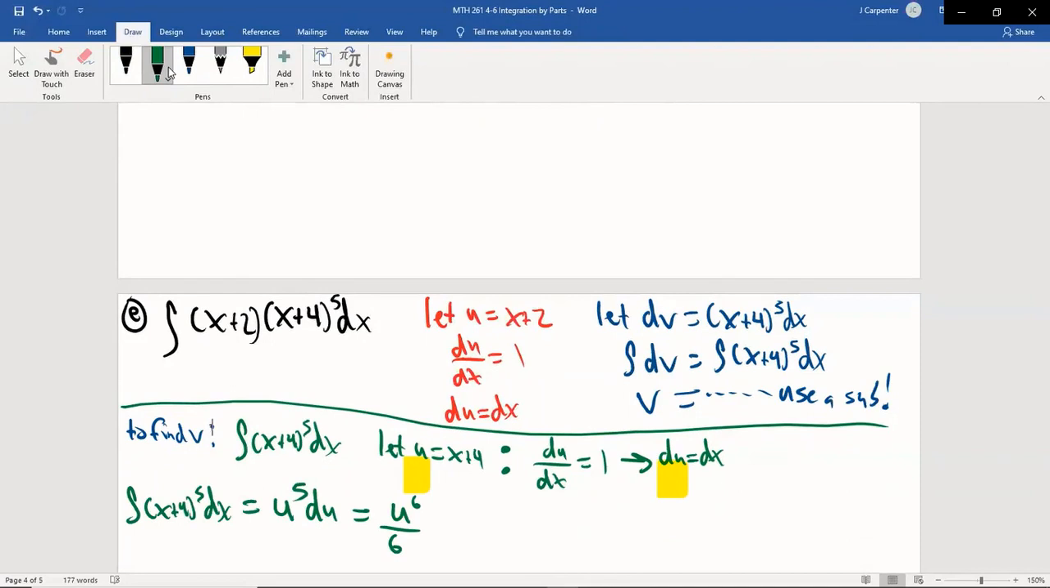But we don't want to stick this in u. First of all, this u is different than this u. Probably should have used a different letter to be clear, but at least I used a different color. So we have to go back to what u really is. It's x plus 4. So this is really x plus 4 raised to the 6th over 6. This is our v.